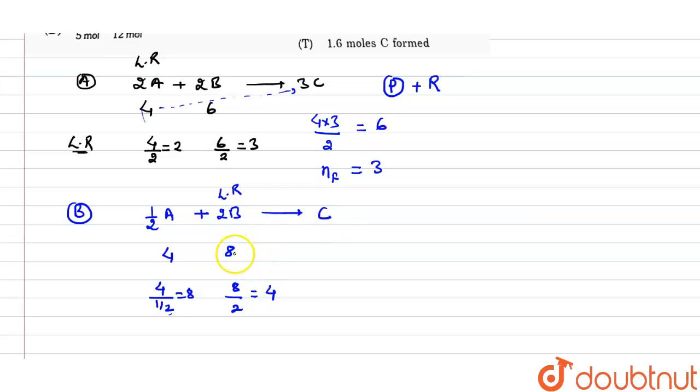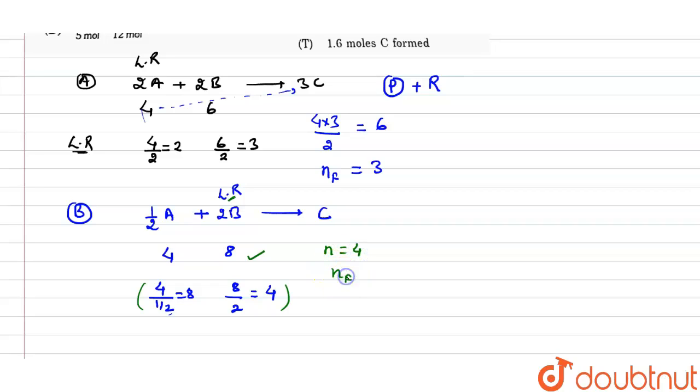So we don't use this data for the product; this data is used to calculate which is the limiting reagent. Now we have to use this data. 8 mole of B is given, so for 2 mole it forms 1 mole, and for 8 mole it will be 4 mole. So 4 mole of C will form, but the percentage yield is 80%.